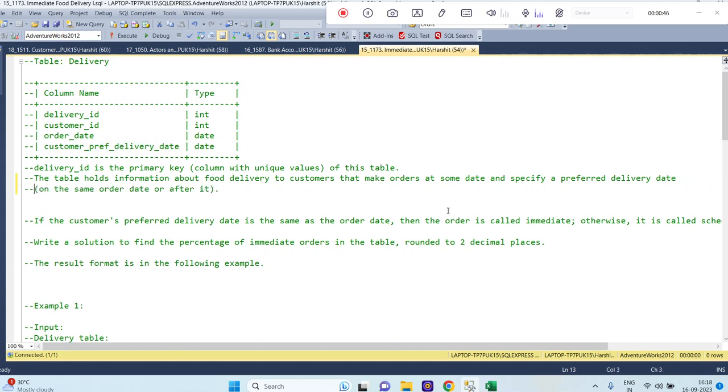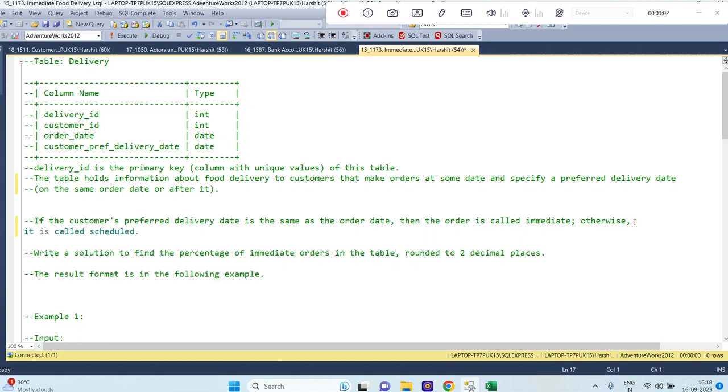on the same order date or after it. So if the customer's preferred delivery date is the same as the order date, then the order is called an immediate order. Otherwise, it is a scheduled order. Write a solution to find the percentage of immediate orders in the table, rounded to two decimal places. The result format is in the following example.